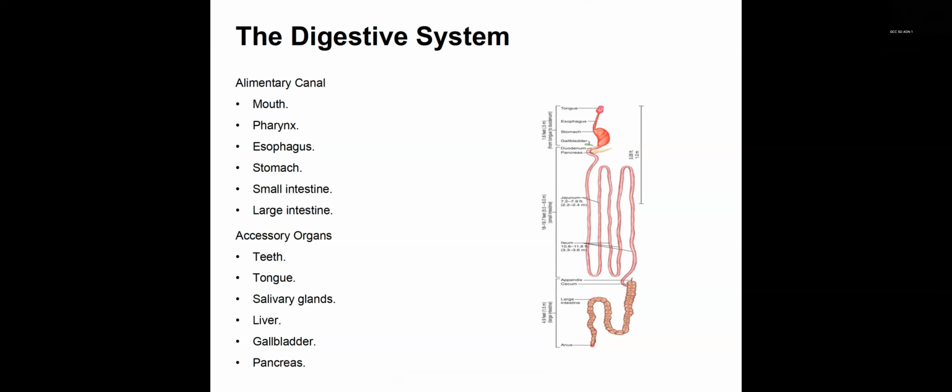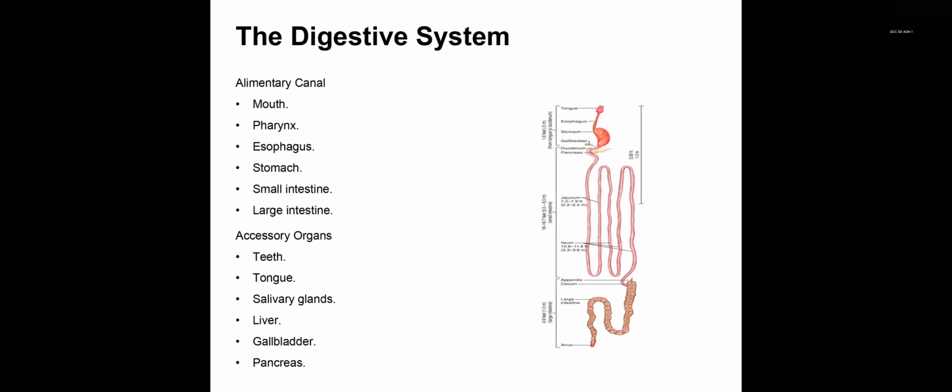It consists of the mouth, the pharynx, the esophagus, the stomach, the small intestine, large intestine, the rectum, and eventually the anus. Okay, so the alimentary canal is this hollow tube that extends from the mouth to the anus. And it's really important because it facilitates the movement, digestion, and absorption of food.